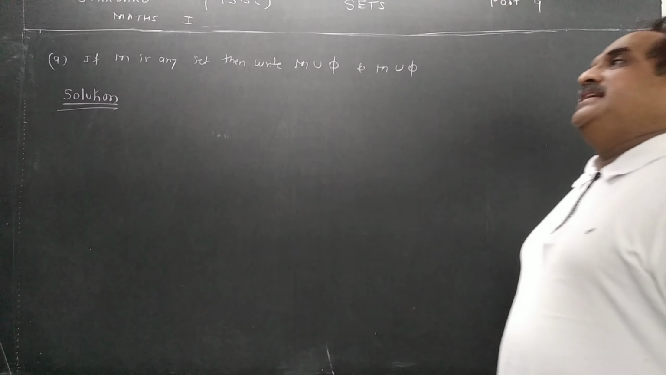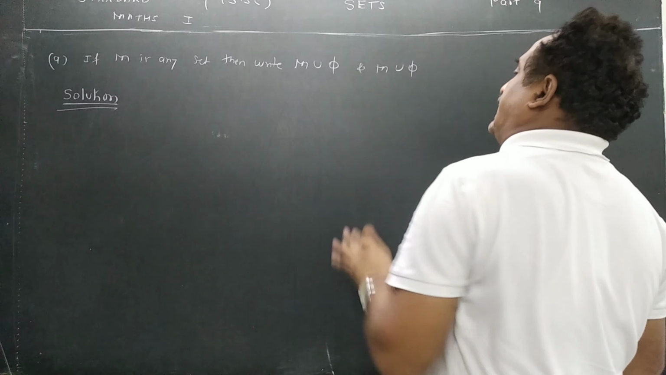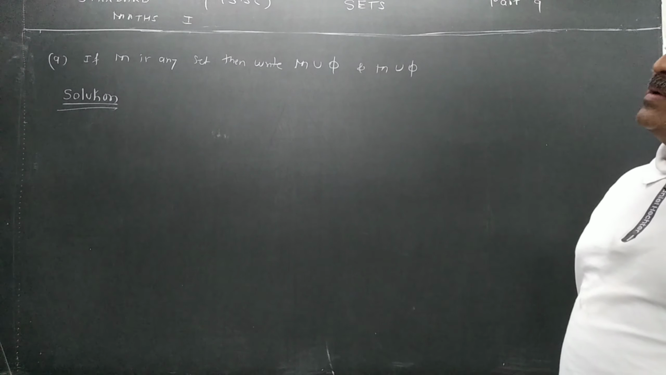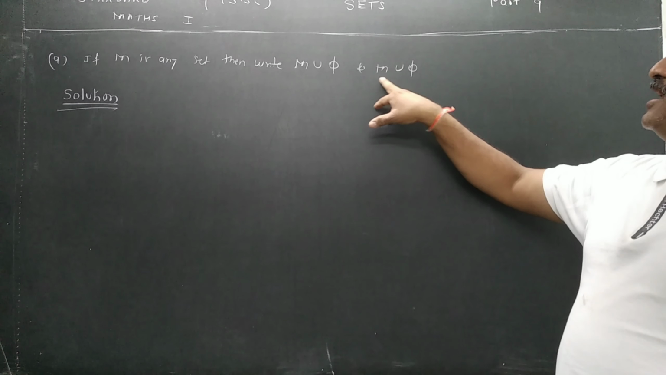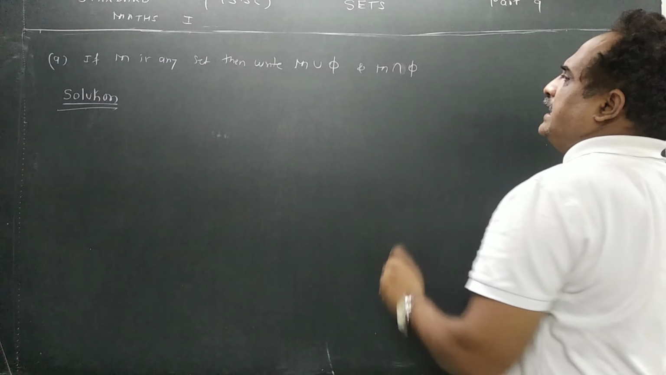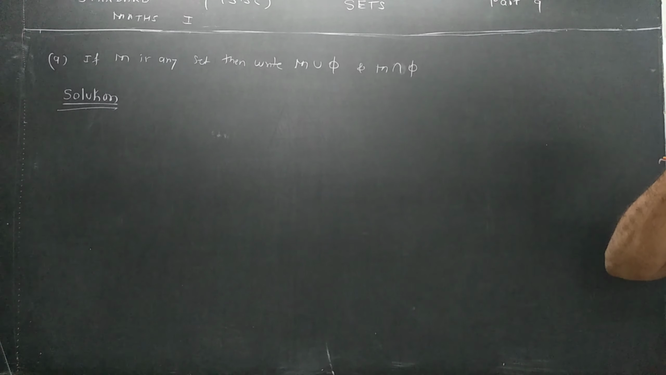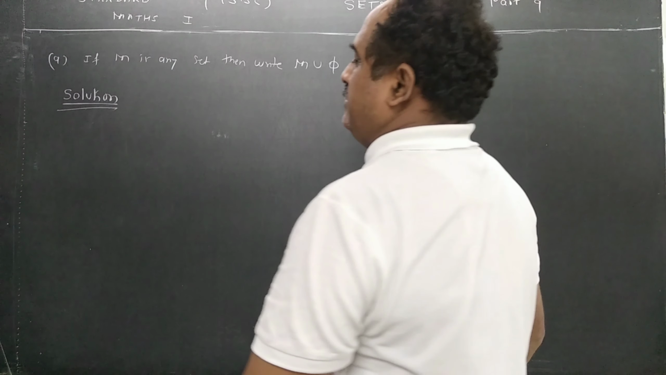Now, ninth question, M is any set, and write M union null set. That property, you can write it directly or you get the answer. You get the marks. And we have to find out M union null set and M intersection of null set. So by taking an example you can do it.